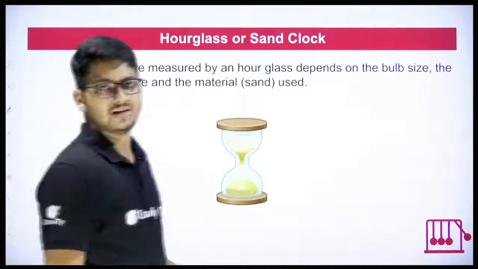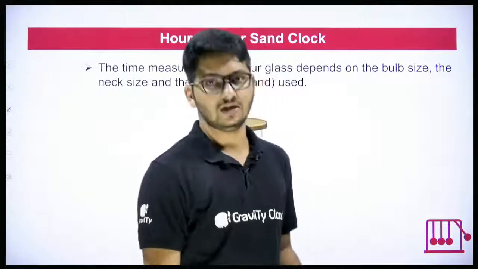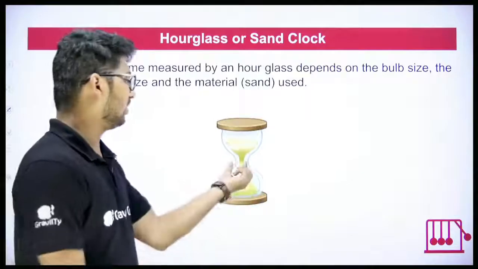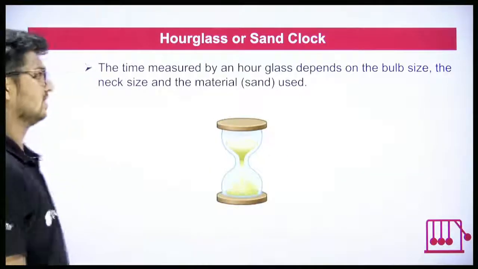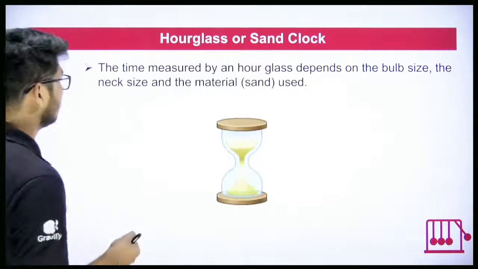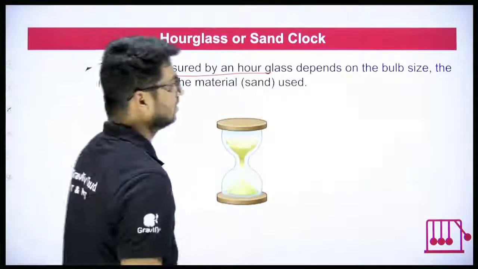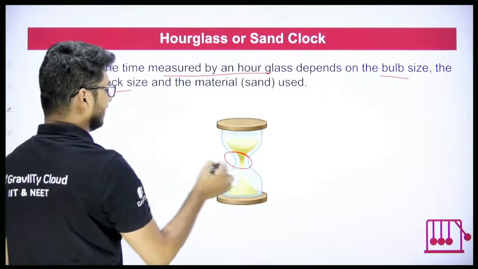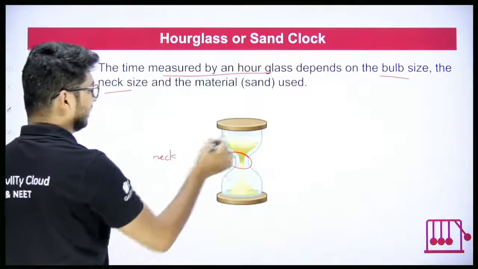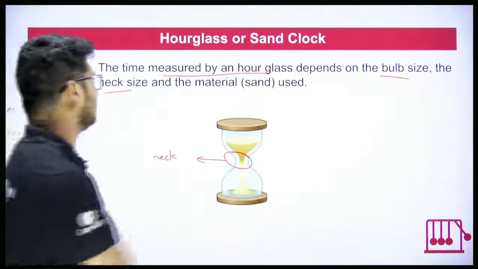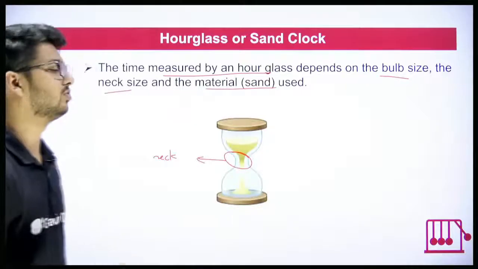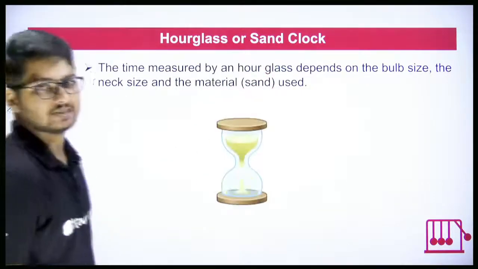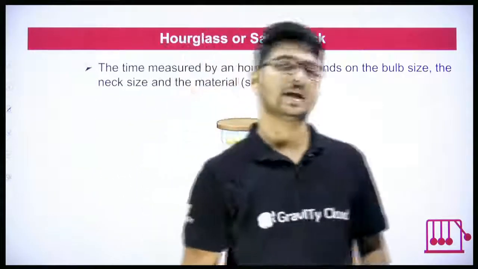Now how much time does it measure? It depends on various factors. It depends on how large the bulb is, the size of the bulb, and how thick the constriction is. Different factors, and the quality of the sand also. Right, so time measured by an hourglass depends on the bulb size, the neck size. This is the neck. Everything else is the bulb. These two are the bulb. And the material, that is the sand used, how soft the sand is. But ultimately, what is the thing? An hourglass or a sand clock is used to measure time.